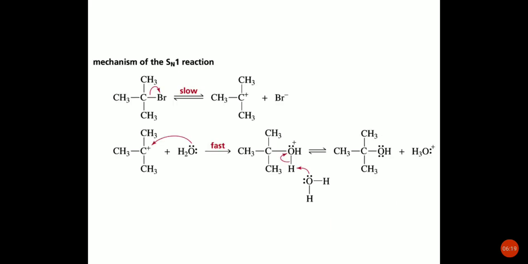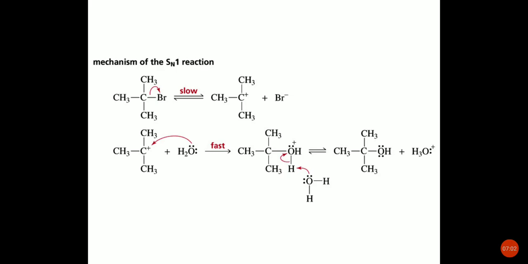We have another example, the mechanism of the SN1 reaction with an alkyl halide and H2O. H2O is also a nucleophile. Here a specific example is given: (CH3)3CBr. In the first step, which is the slow step, a tertiary carbocation is formed. The bond between carbon and Br breaks, and Br is eliminated as Br minus. You get the carbocation in the first step, and that carbocation reacts with water, which is a nucleophile. In the second step, which is a fast reaction, you get the product.